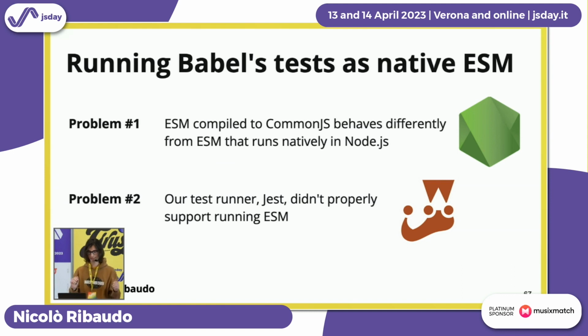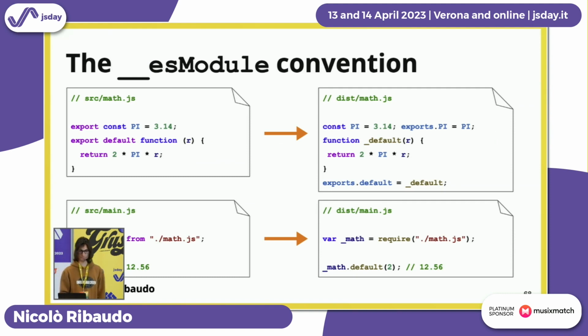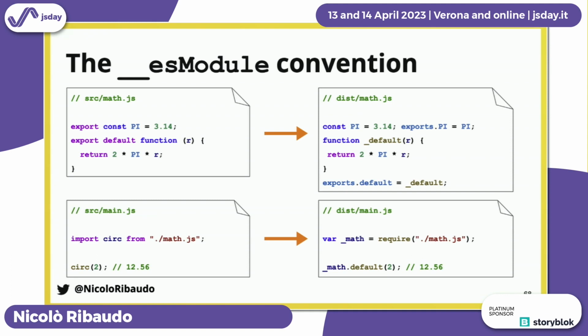Okay, let's see how we solve the first problem, but first with some background. If you've ever looked at ESM code compiled by Babel, TypeScript, or any other JavaScript compiler, you might have noticed this __esModule flag. What is it? Why do we need it? So assume you have these two ESM files you can see on the left. One exports a bunch of values or functions, and one imports the default export and then just calls the function.